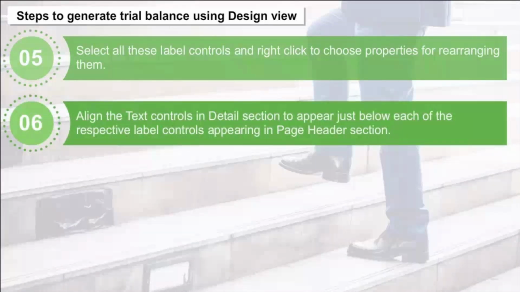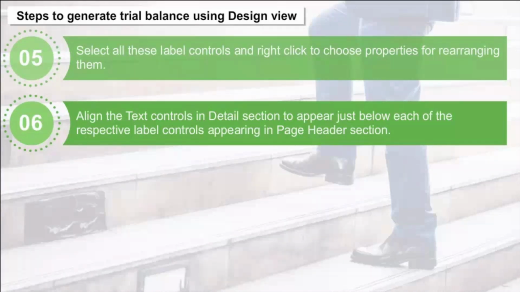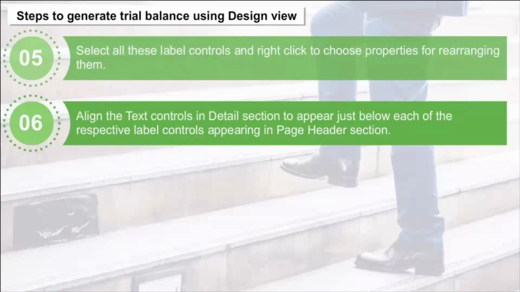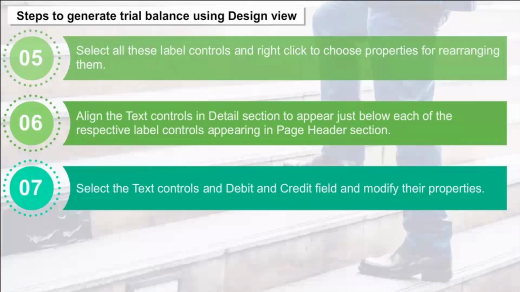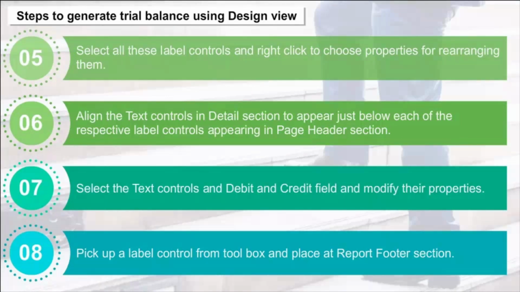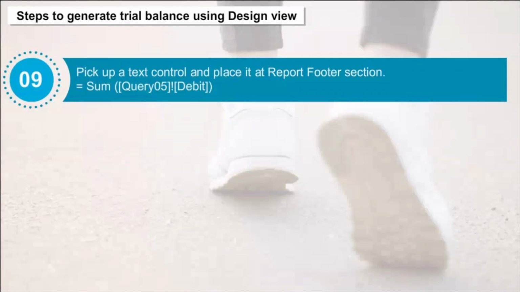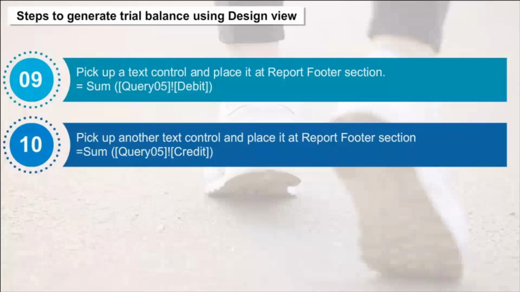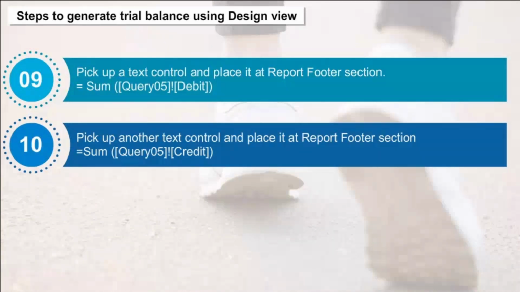6. Align the text controls in Details section to appear just below each of the respective label controls appearing in Page Header section. 7. Select the text controls, debit and credit field, and modify their properties. 8. Pick up a label control from Toolbox and place at Report Footer section. 9. Pick up a text control and place it at Report Footer section. 10. Pick up another text control and place it at Report Footer section.